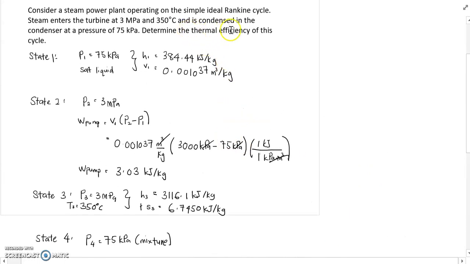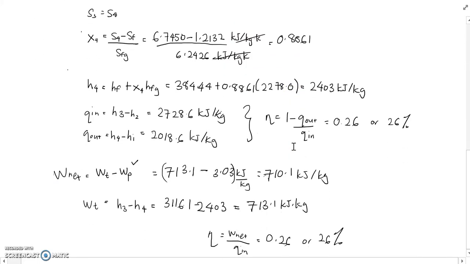The question asks for thermal efficiency. The other way is by calculating the W net. So W net is equal to W turbine minus W pump. The formula for W turbine is H3 minus H4. Similarly, you just plug in the values that you have obtained from previous steps to calculate the work of the turbine. Then your eta is equal to W net over Q in.